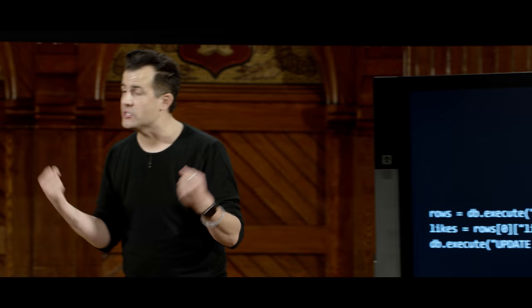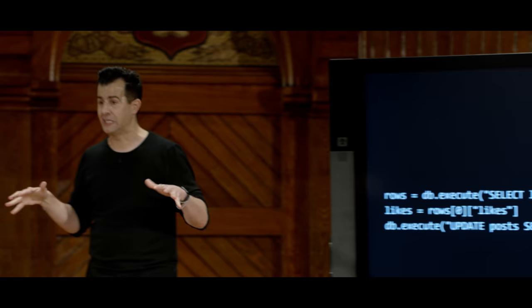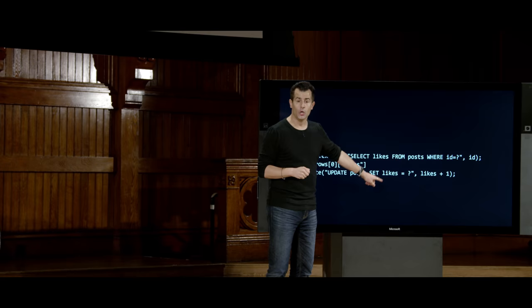How many likes does this current post have? Suppose the post has 1 million likes. Both of you execute that first line of code, see that, oh, I have 1 million likes. I've just clicked plus 1 on the site. And so you try changing the number of likes with the second update query to 1 million plus 1.